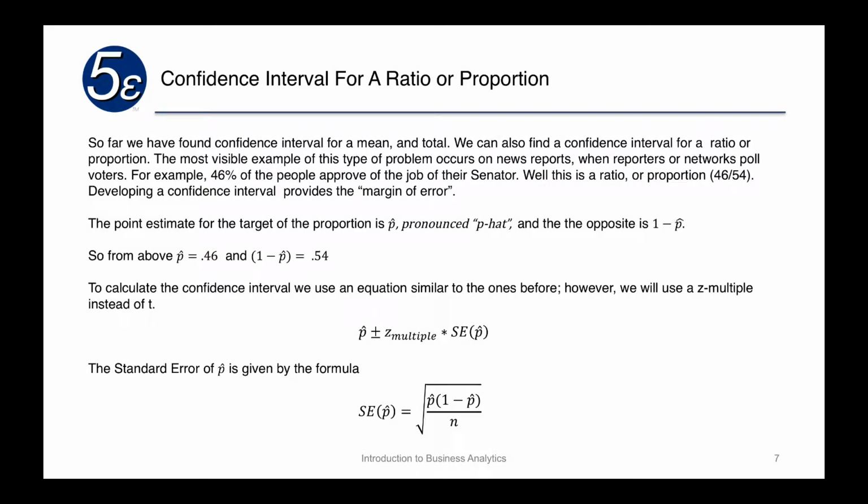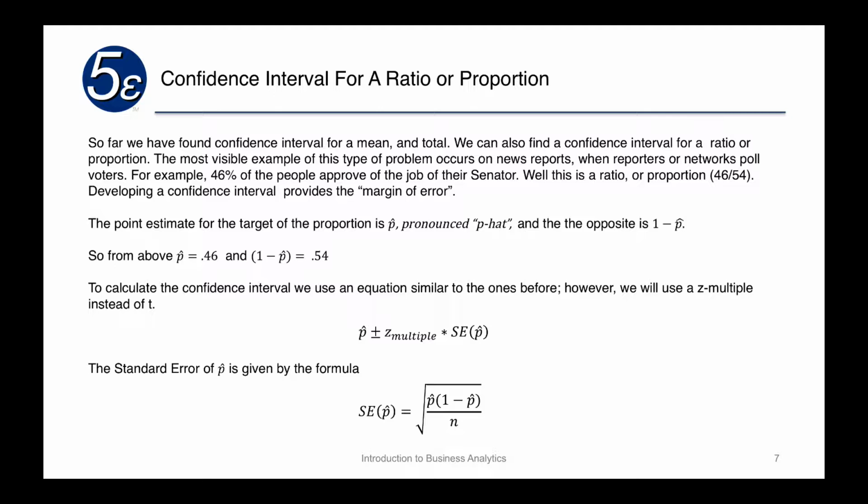Now let's assume we want to check for a ratio or proportion. Now when would we do this? Well, we know that in news networks we always hear the 46% job approval of their senator or the president, or 56% approval. Well, this represents a ratio or proportion. So when we say 46% of the people approve of the job of their senator, the ratio is 46 over 54, which would be 46%.